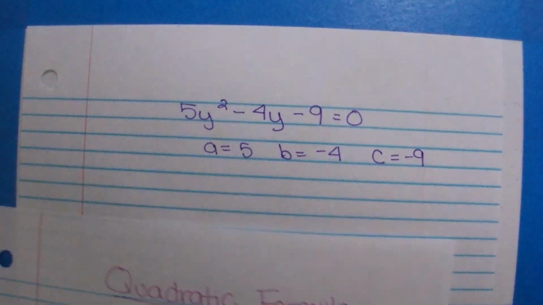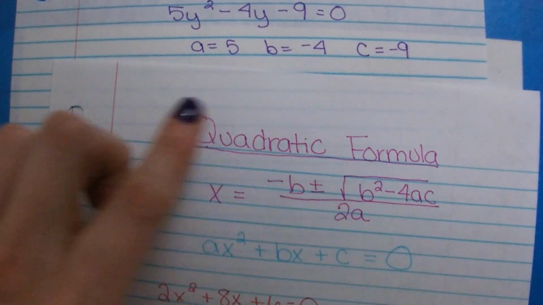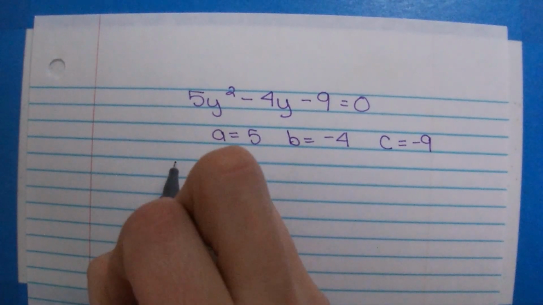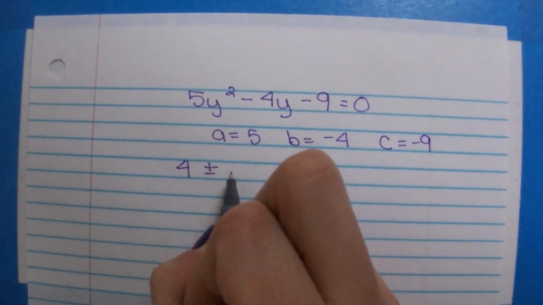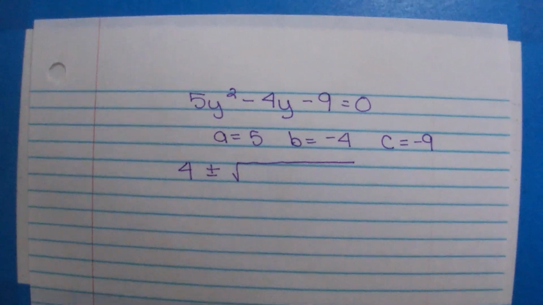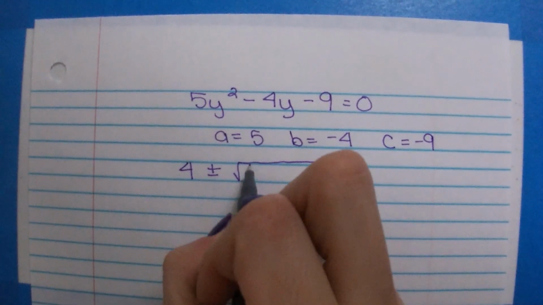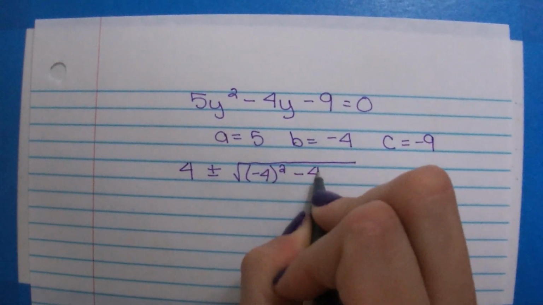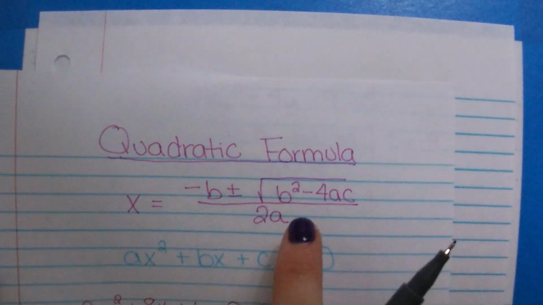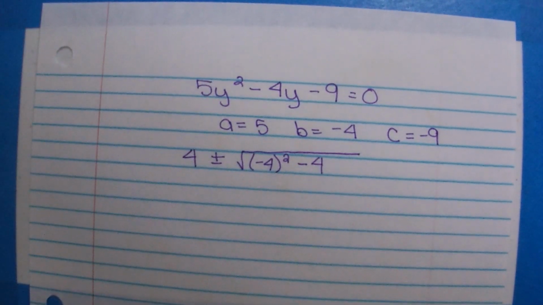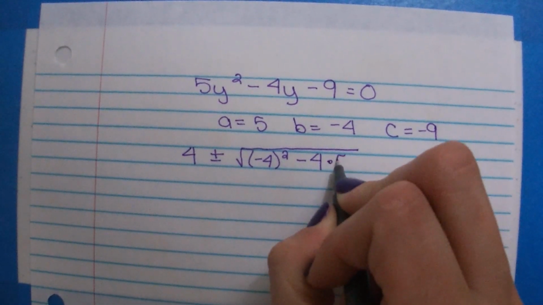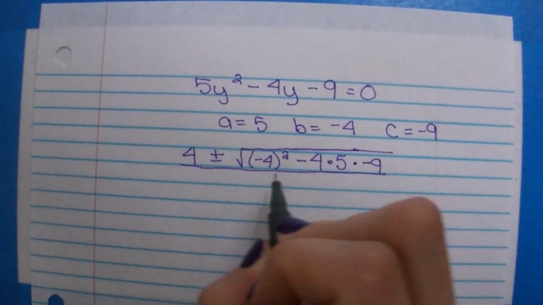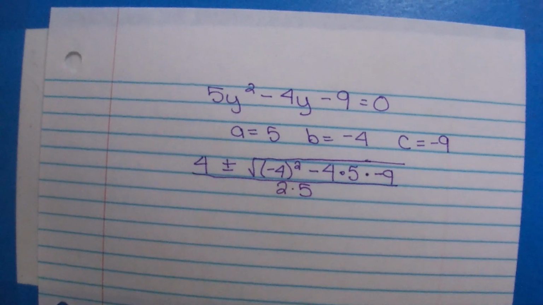So we're going to start plugging into our quadratic formula. We're going to say negative b, or the opposite of b. So the negative of negative 4 is positive 4, plus or minus the square root of b squared. So negative 4 squared, minus 4, this 4 is just because of the 4 that's already in the formula, times a, which is 5, times c, which is negative 9, all over 2 times 5.